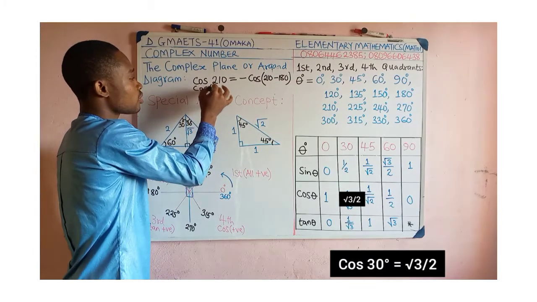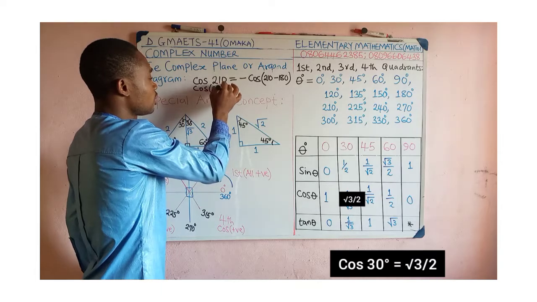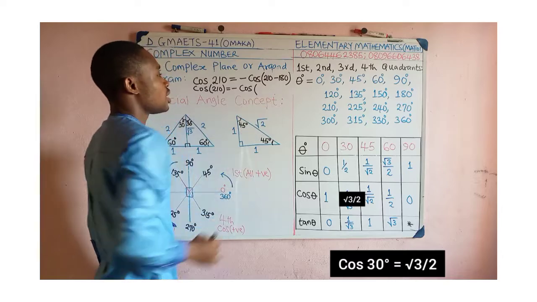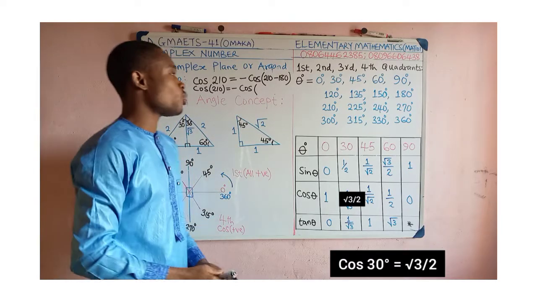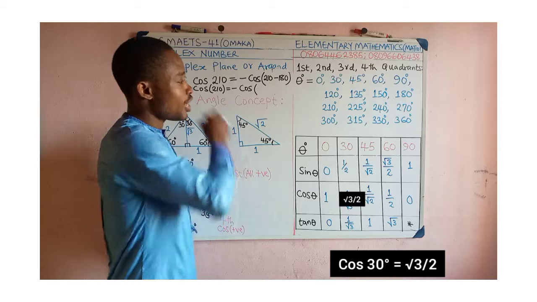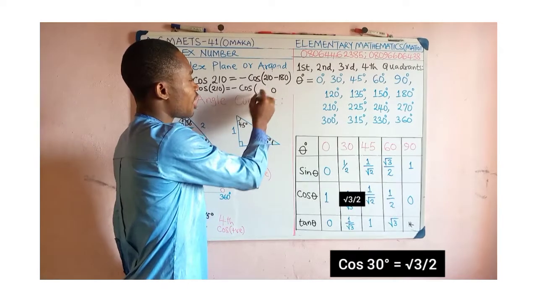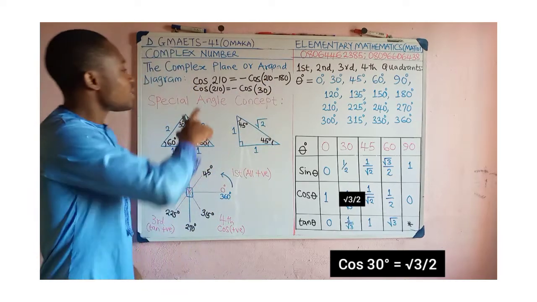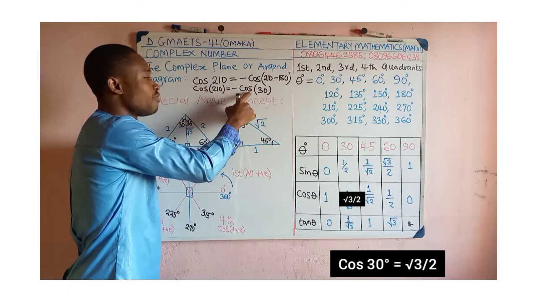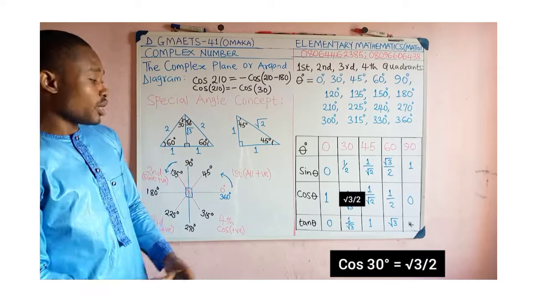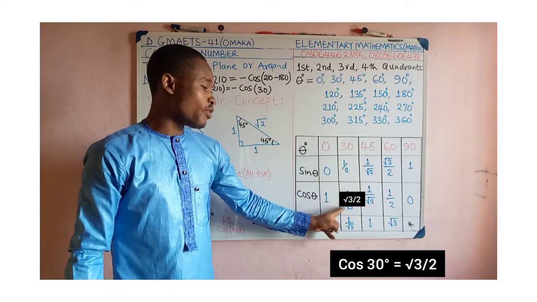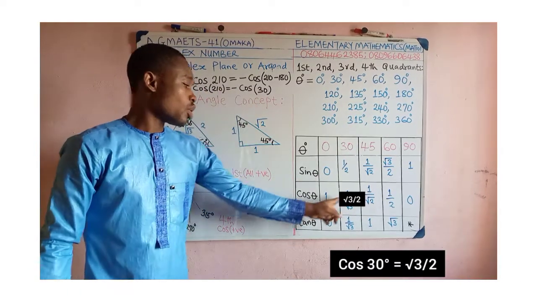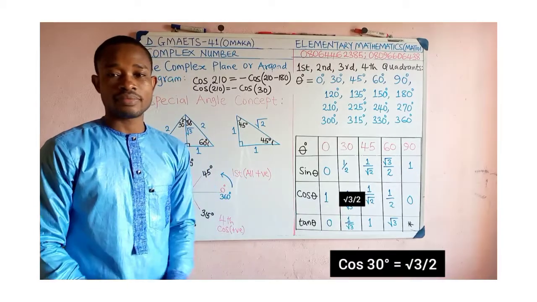Then cos 210 will now be equivalent to minus cos. Now let us see, 210 minus 180, what would we get? 210 minus 180 is 30. So do you see that cos 210 is minus the value of cos 30? Let's find out what is cos 30. Cos 30 is root 3 over 2. Therefore, cos 210 will be minus root 3 over 2.